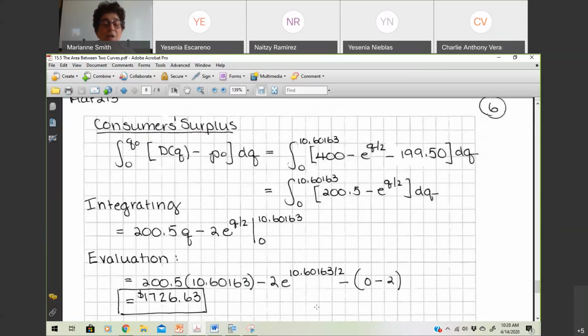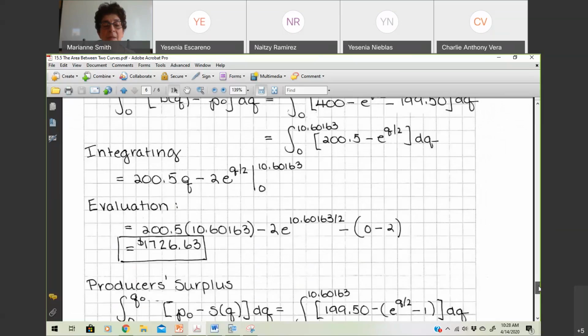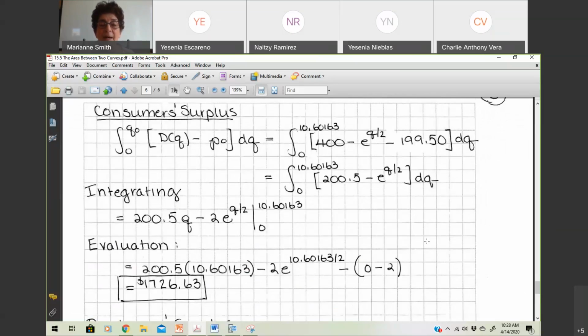And I get a consumer surplus of $1,726.63. So what that means is, at equilibrium price, this saves the consumer $1,726.63 on the price of the oat bran. So that's that one.